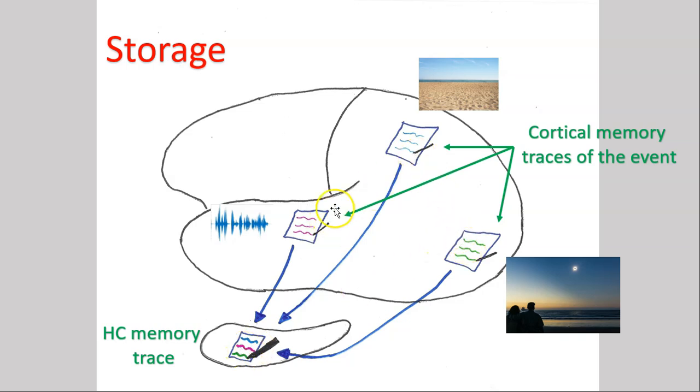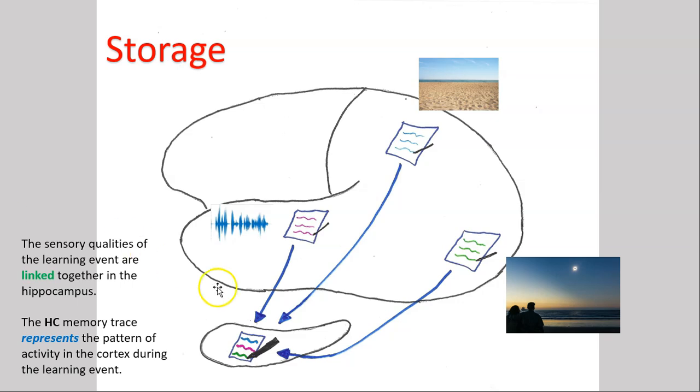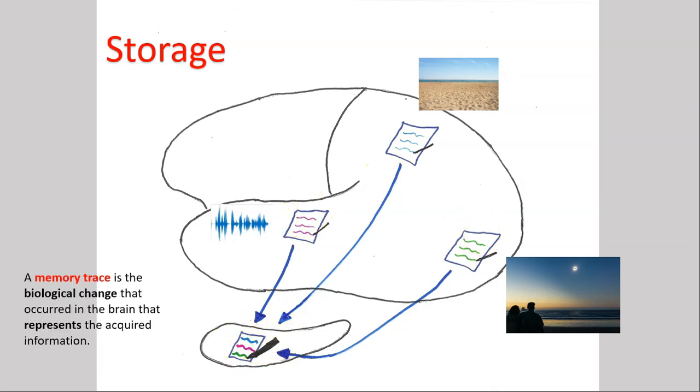And again, the memory traces in the cortex are representing what the event looked like, what the event felt like, what the event sounded like. But the hippocampus is linking all of them together to form a unified memory trace that represents the pattern of cortical activity unique to that particular learning event. So the sensory qualities of the learning event are linked together in the hippocampus, and this hippocampal memory trace represents the pattern of activity in the cortex.